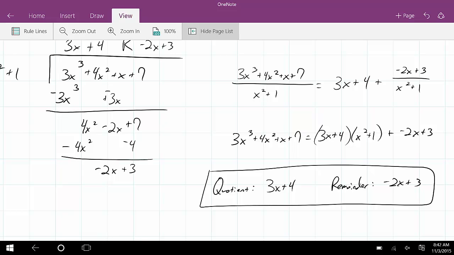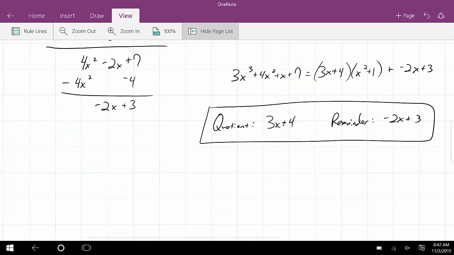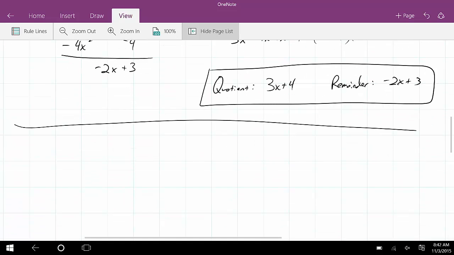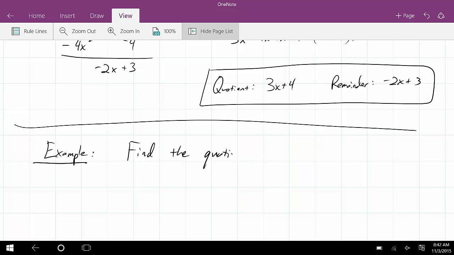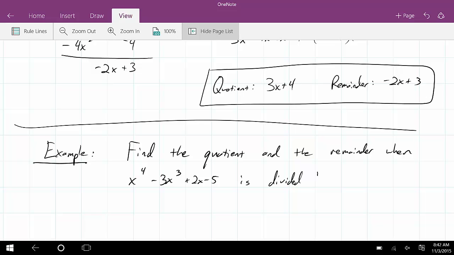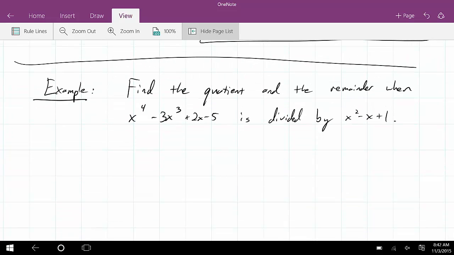So now let's go through another example. So this says we want to find the quotient and the remainder when x to the power 4 minus 3x cubed plus 2x minus 5 is divided by x squared minus x plus 1. Okay, so let's set this up.